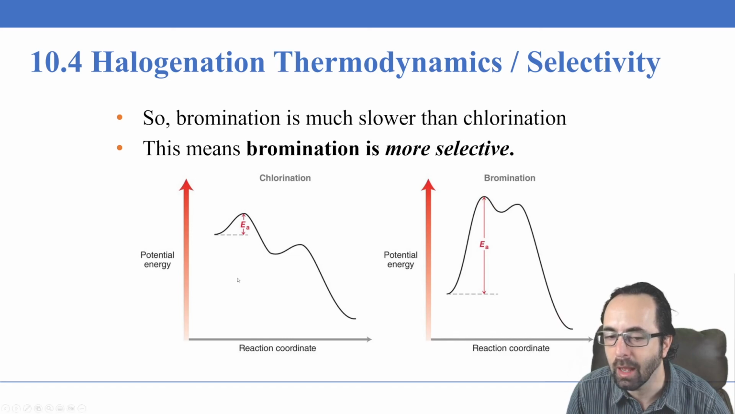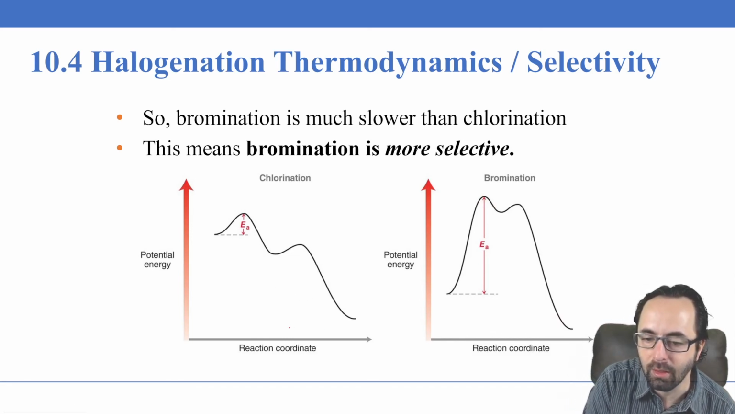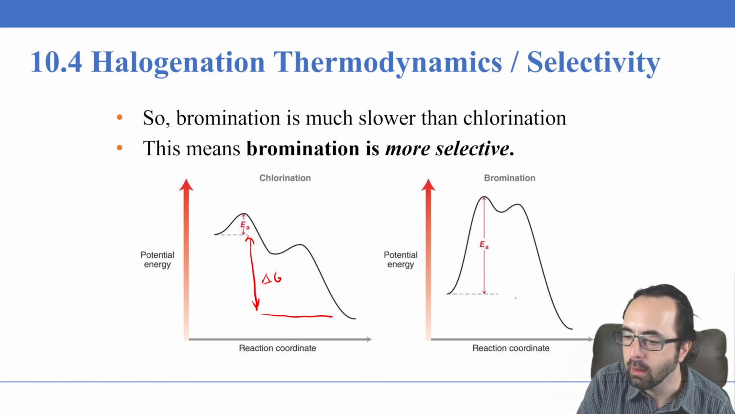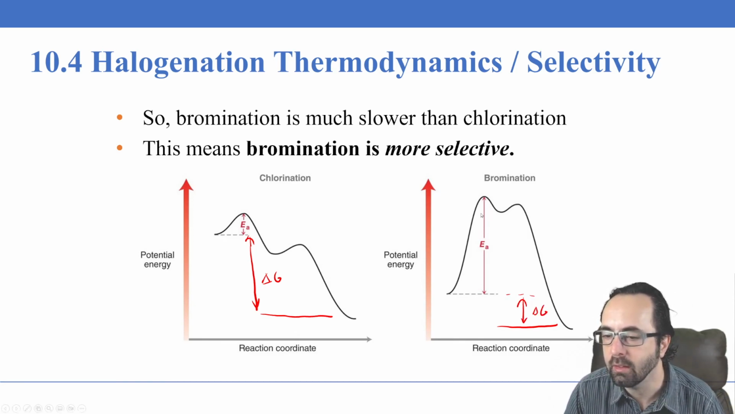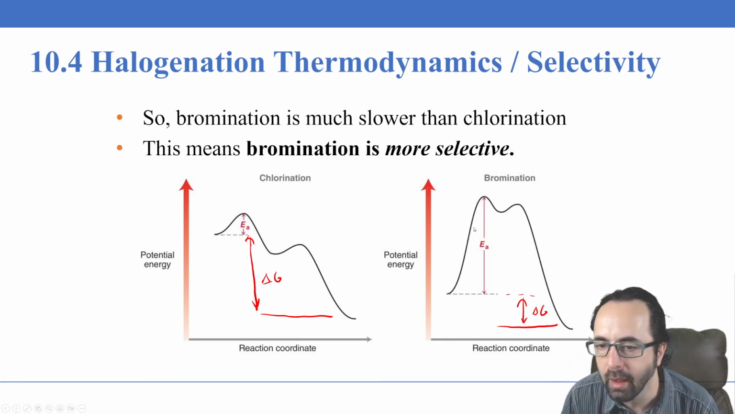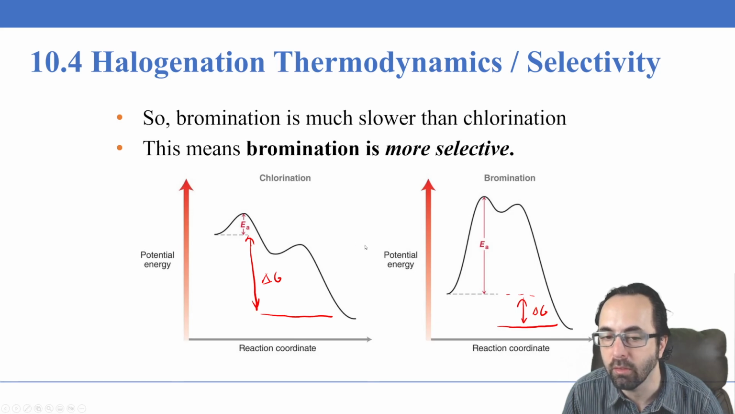Ultimately, both of these reactions are exothermic, so you can see that the overall delta G for the reaction is going to be negative for the chlorination, and it's also going to be negative for the bromination. But the first step is going to be slow for the bromination due to the high activation energy. The first step is going to be relatively fast for the chlorination. We say that the bromination is more selective.